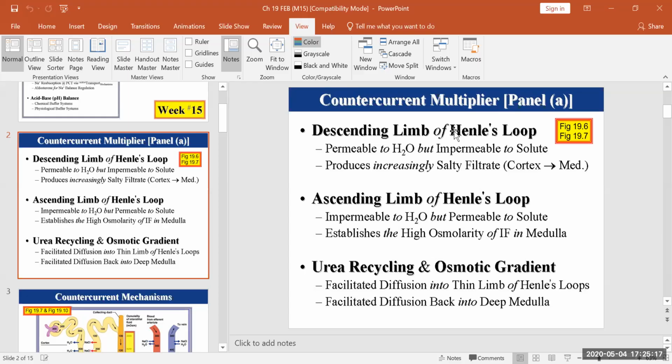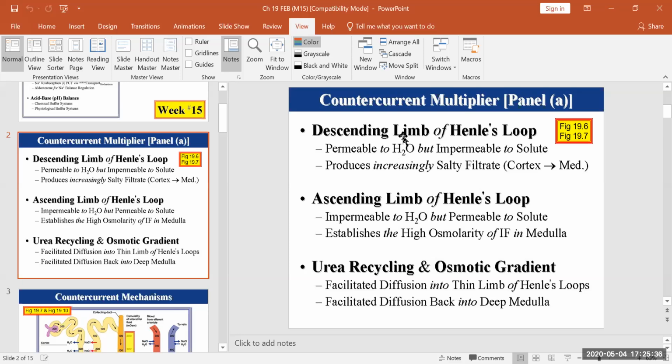They have a short loop of Henle. So we're not talking about the cortical nephrons here. We're talking about the juxtamedullary nephrons. Now, as you can see on the loop of Henle, there are two limbs, two parts.